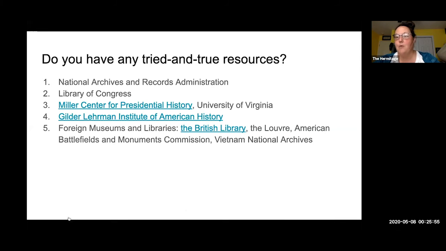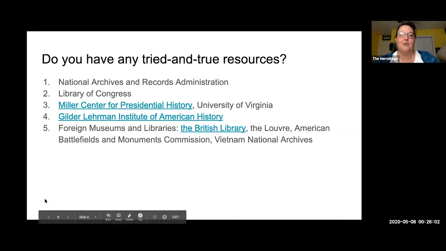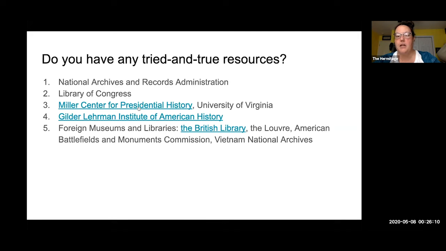I was just thinking, I wish I'd had some of that advice when I was a student and trying to navigate even how to get started with large research topics. So they gave you some great stuff. Two other places I want to make sure to point out to you. One is the Miller Center for Presidential History at the University of Virginia. These presentations are going to be in the video, so you'll see where those links take you.